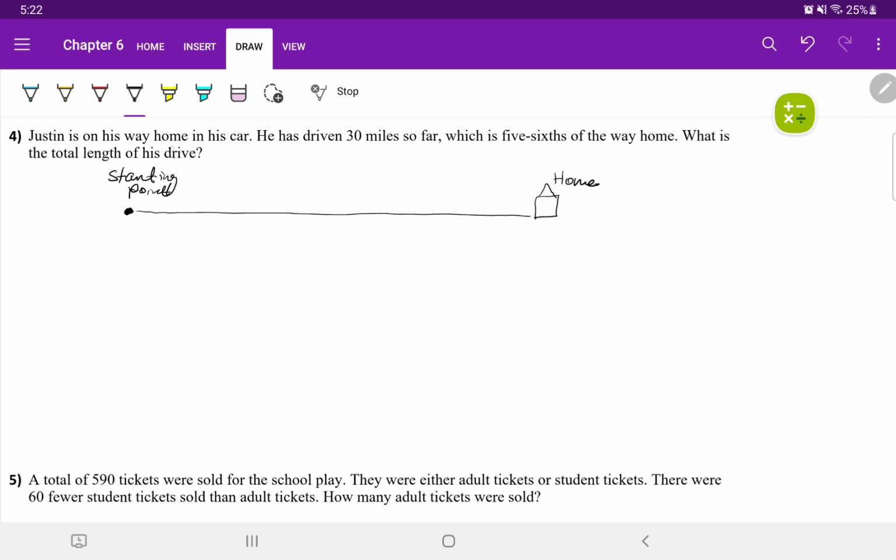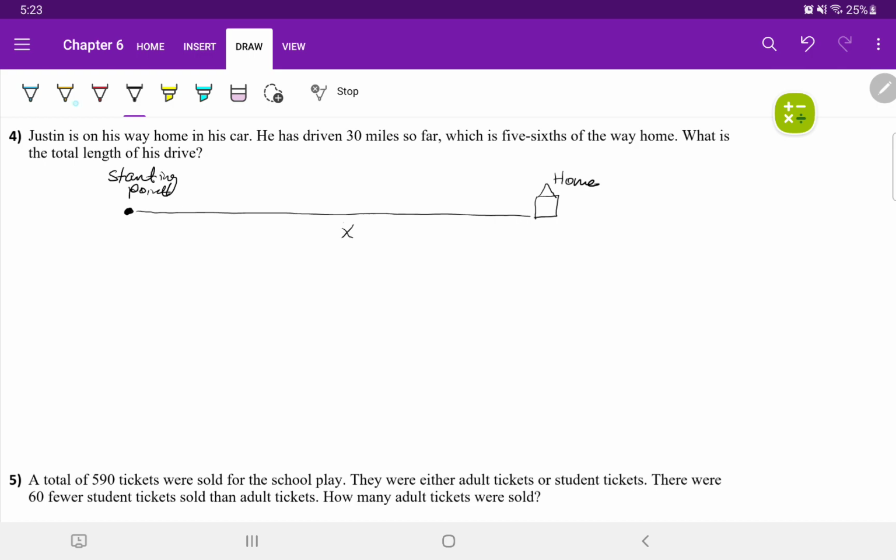Justin, on his way home, is in his car. He has driven 30 miles so far, which is 5/6 of the way home. What is the total length of his drive? So this is Justin's starting point, and this is his home. We want to find the length. So we want to find what's in black, which is X. And the X represents the total length of his drive.